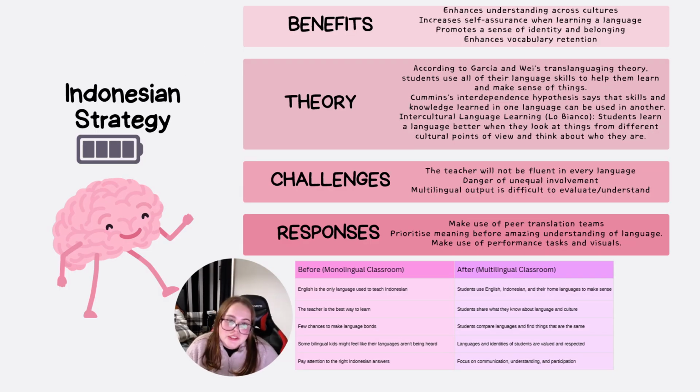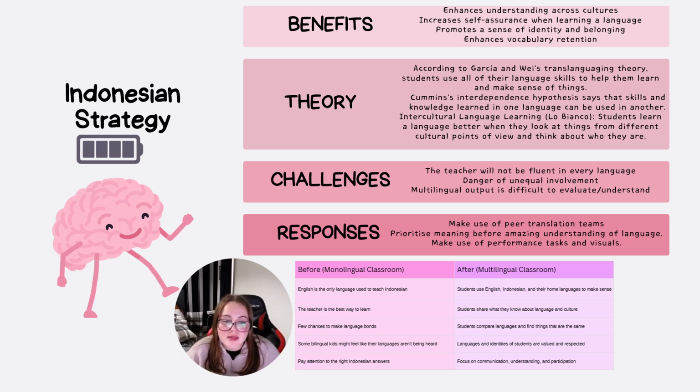Some benefits include that it enhances understanding across cultures, increases self-assurance when learning a language, promotes a sense of identity and belonging, and enhances vocabulary retention. Some theories include, according to Garcia and Wei's translanguaging theory, students use all of their language skills to help them learn and make sense of things. Cummins' interdependence hypothesis says that skills and knowledge learned in one language can be used in another. Intercultural language learning, Liddicoat and Scarino, says students learn a language better when they look at things from different cultural points of view and think about who they are.